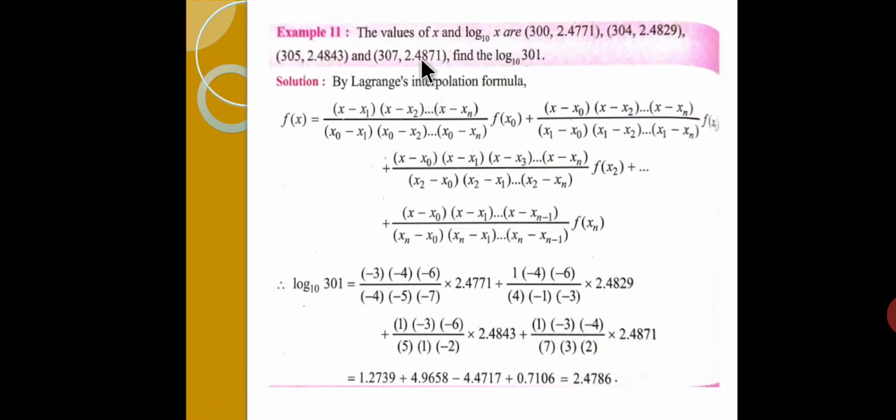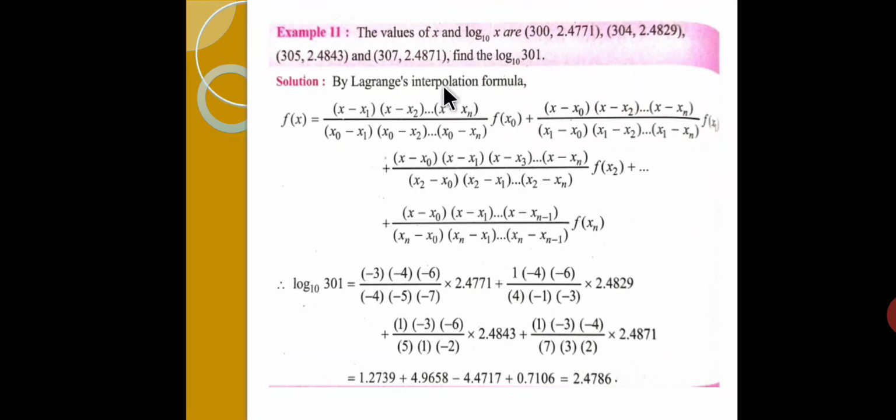The values of x and log x are 300, 2.4771; 304, 2.4829; 305, 2.4843; and 307, 2.4871. Find log 301. So the given values are like ordered pairs. The function is log x base 10 and the corresponding x values are 300, 304, 305, 307, and we have to find the y value at x is equal to 301.